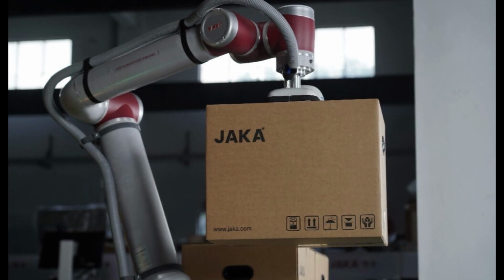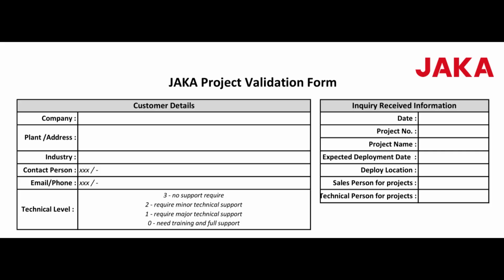Start with customer details. Company. Use the legal company name for correct tracking. Plant or address. Specify the exact installation site, because many customers have multiple plants. Industry. Choose the closest industry type, because it affects assumptions about environment and precision. Contact person. List the technical owner who can confirm process details. Email and phone. Include fast contact channels to reduce clarification delays.